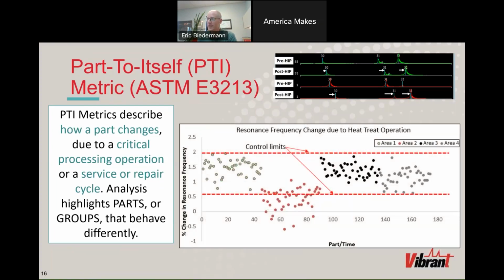And if we want to, we can establish statistical process control boundaries on the frequency change for a process. In this case, it's applied to heat treatment operations, where we found in one case for a customer that an area of their furnace was producing much less frequency change than the other areas. So those parts were being insufficiently heat treated. And we enabled the customer to make updates to that area of the furnace to bring it in line with the other areas and improve the consistency of their process.